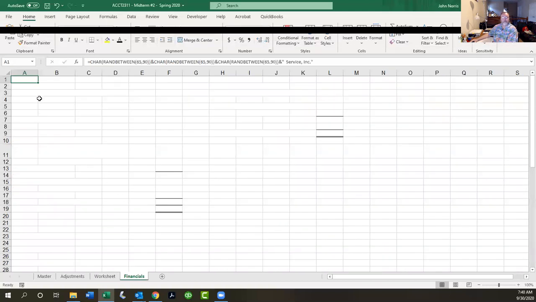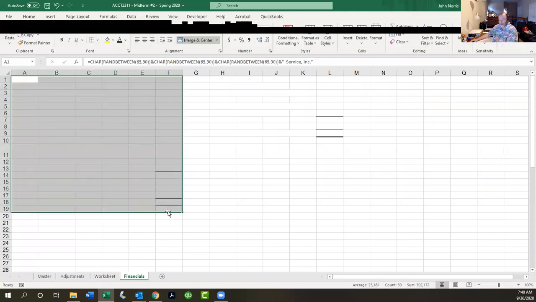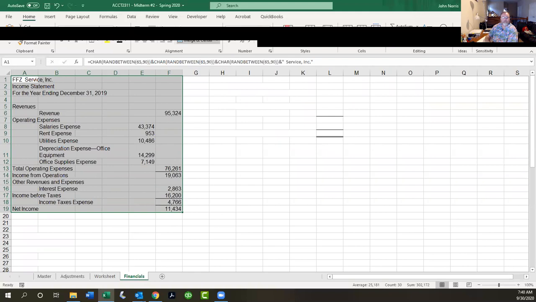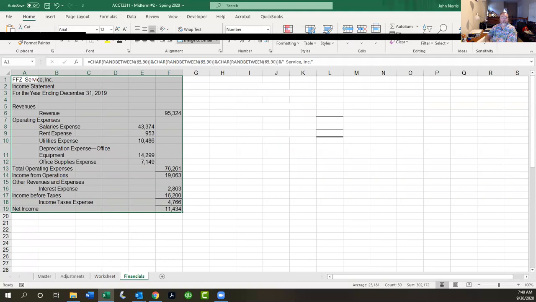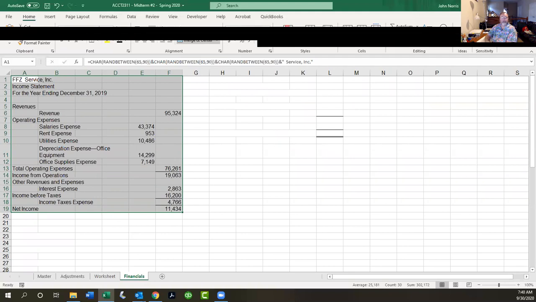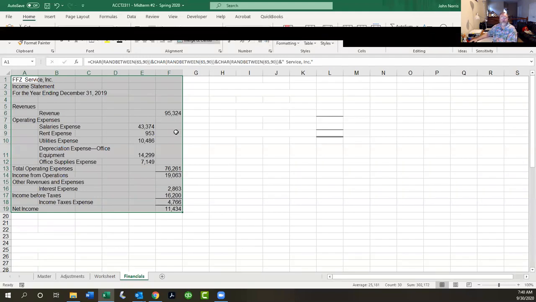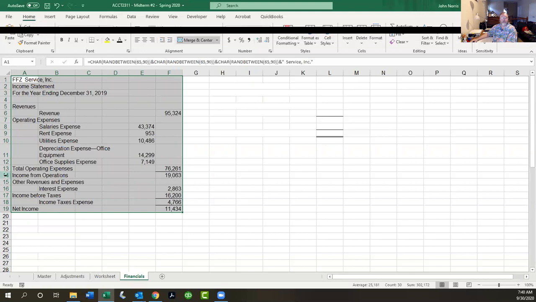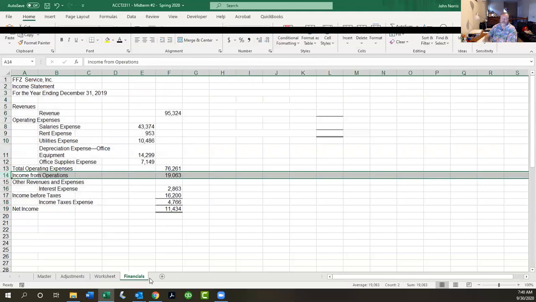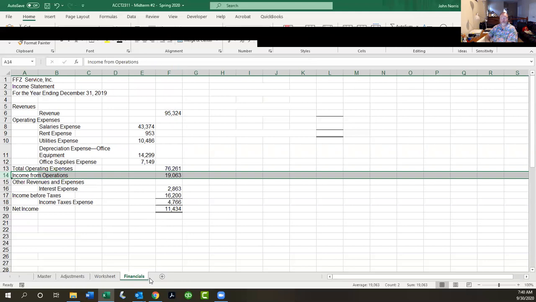So the financial statements, the multi-step income statement has revenue less operating expenses. So salaries, rent, utilities, depreciation, and office supplies. Gives you total operating expenses. Subtract that from the revenues, you get the first of the subtotals. So a multi-step income statement has subtotals to provide more insight and understanding to the readers of the financial statements.